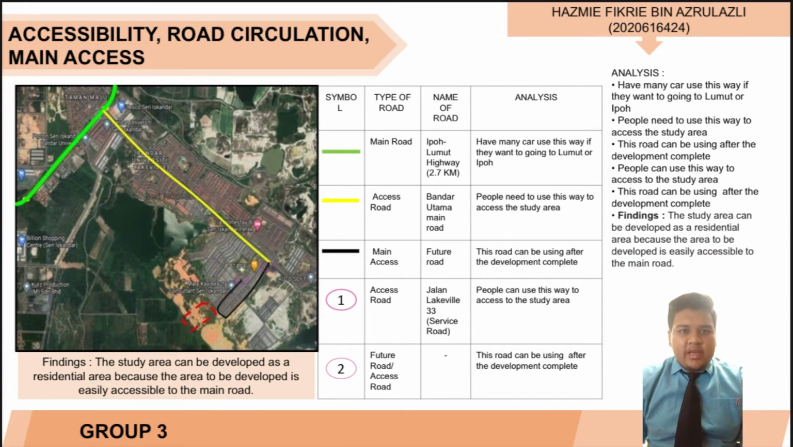Accessibility, road circulation and main access. The green symbol is the highway that connects Lumut and Ipoh, while the yellow symbol represents the main road, and the black symbol represents the service road and the future road. Numbers 1 and 2 represent the roads that can be used to get into the site area after the construction is complete. The finding for this analysis is the study area can be developed as a residential area because the area to be developed is easily accessible to the main road.